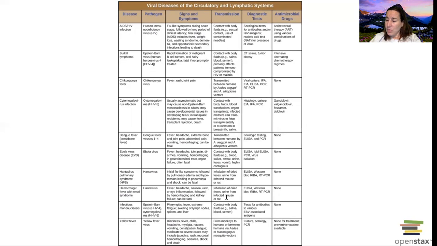So we have the table that has all of the different viral diseases in one place. I always like the tables and suggest them for studying purposes because they chunk and put the key things all in one place. So definitely check those out.